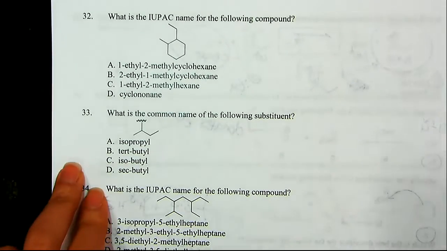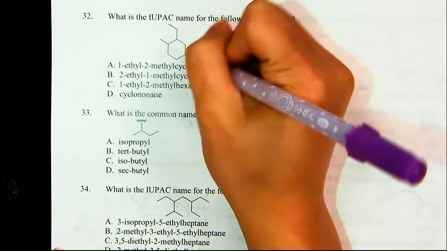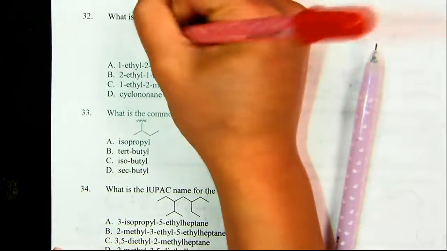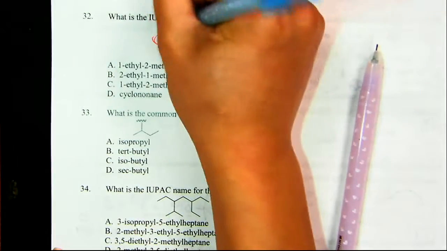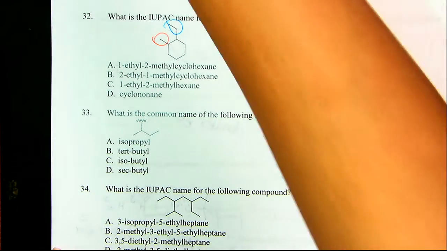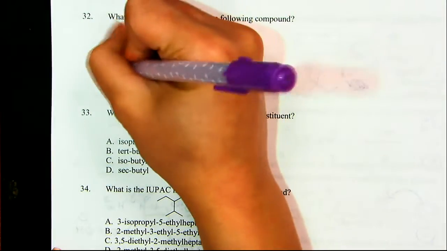IUPAC naming again for number 32. So cyclic chains are different from linear chains. In this case, it's a cyclic chain, which is hexane. Cyclohexane is your parent chain. And then you have a methyl group and an ethyl group. Again, ethyl comes before methyl, so ethyl wants to have the lowest number. So it will be 1-ethyl, 2-methylcyclohexane, which is answer 8.